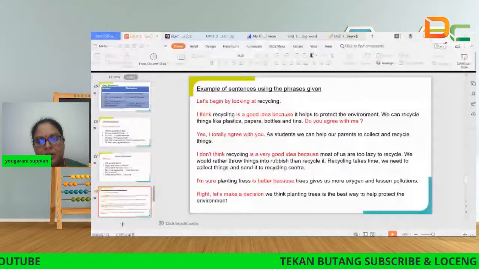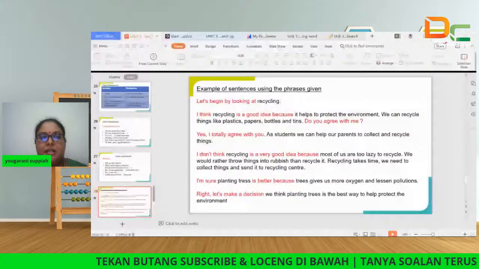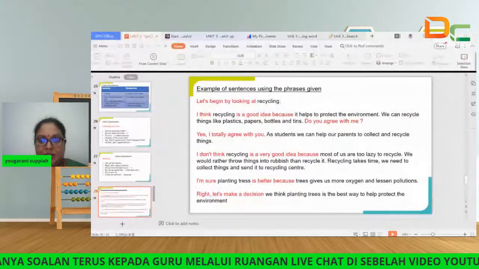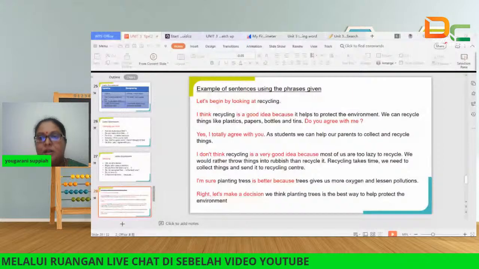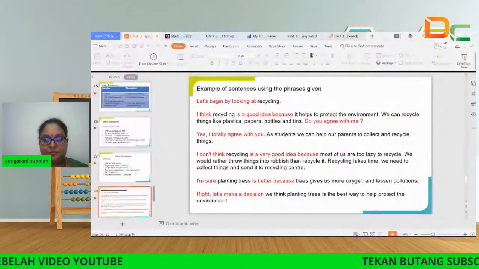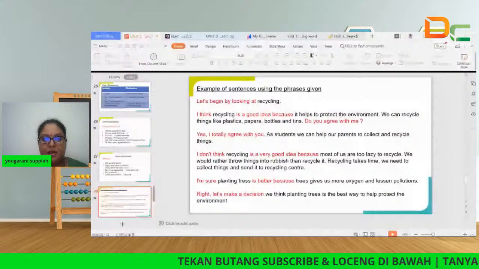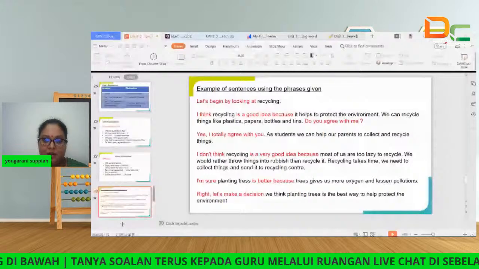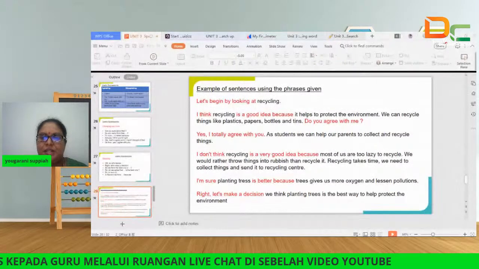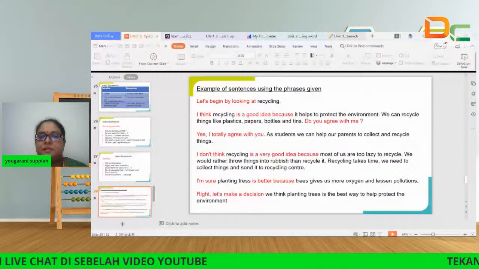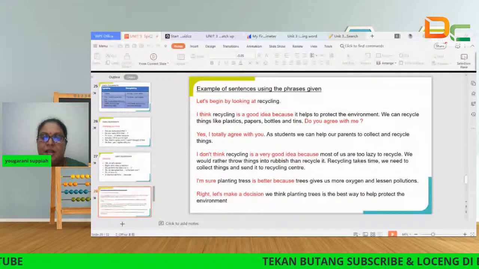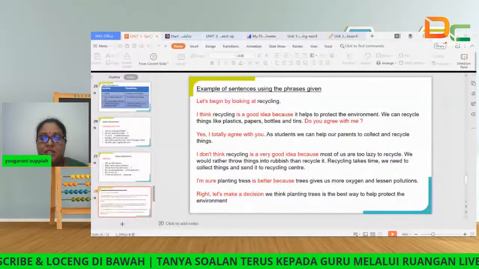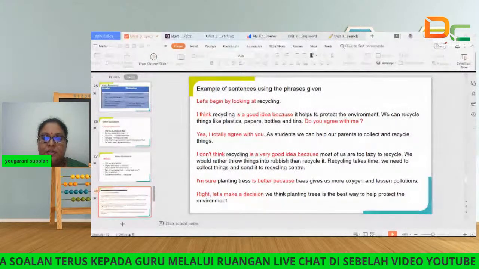Do you agree with me? Yes, I totally agree with you. As students, we can help our parents to collect and recycle things. I don't think recycling is a very good idea because most of us are too lazy to recycle. We would rather throw things into the rubbish bin than to recycle it. Recycling takes time. We need to collect things and send it to the recycling center.